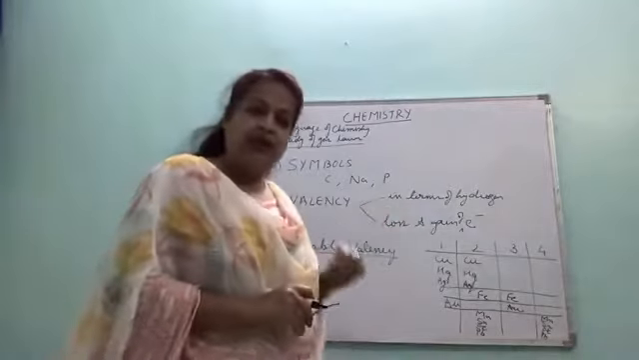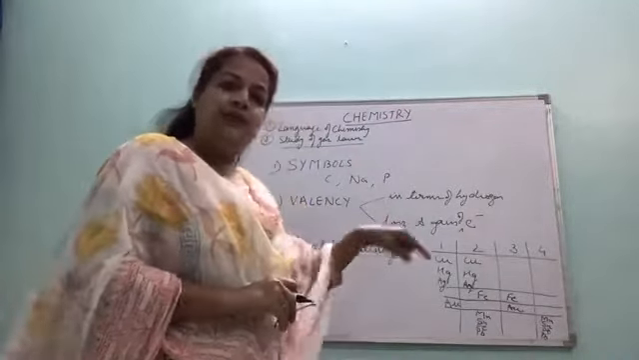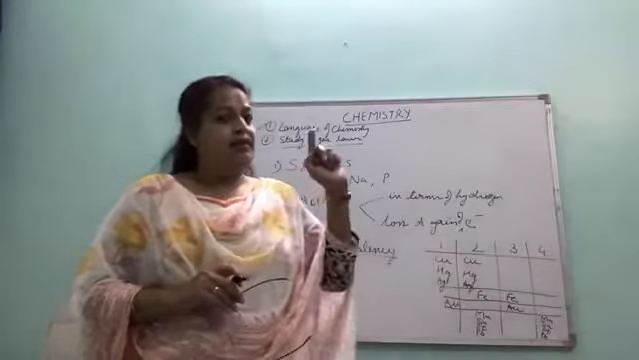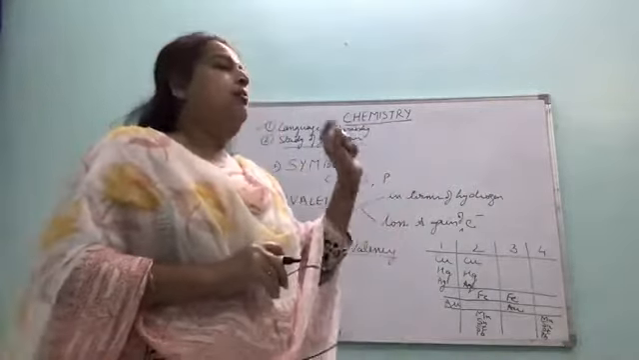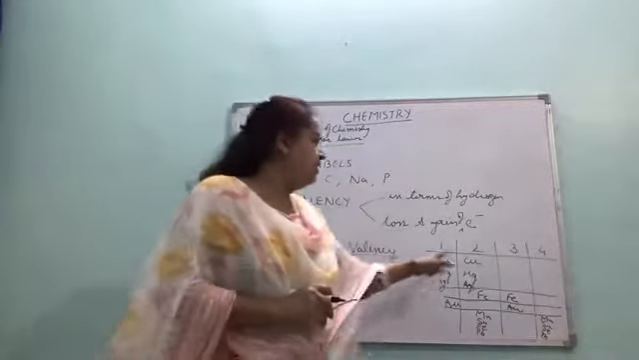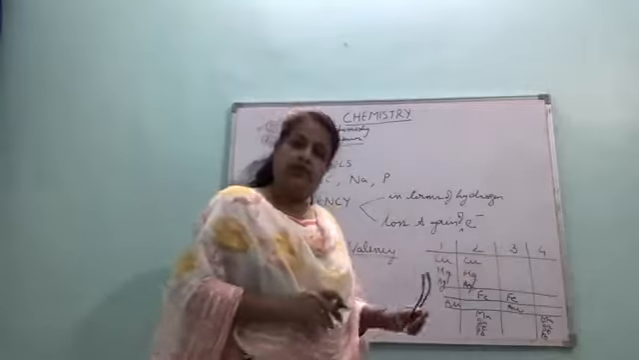Copper, mercury, silver: 1 and 2. Iron all alone: 2 and 3. Gold also unique: 1 and 3. And then tin, lead, platinum, manganese: they show variable valency 2 and 4.